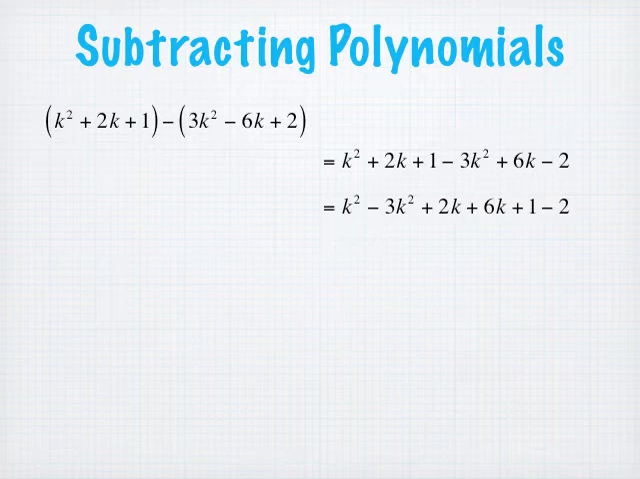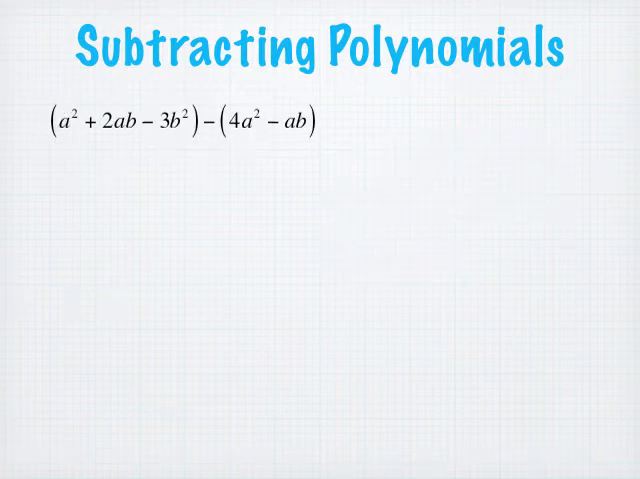Then k squared minus 3k squared, that'll give me negative 2k squared. Remember, my exponent doesn't change. 2k and 6k will give me 8k, and 1 minus 2 will give me negative 1. When I'm combining like terms, my exponents stay the same.